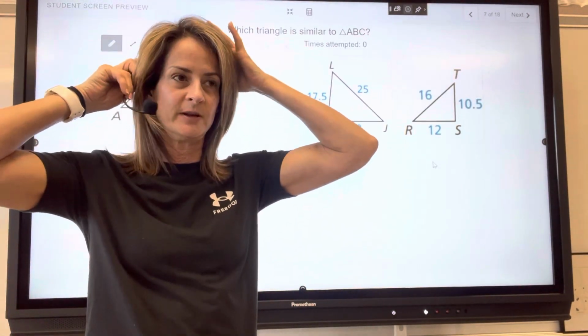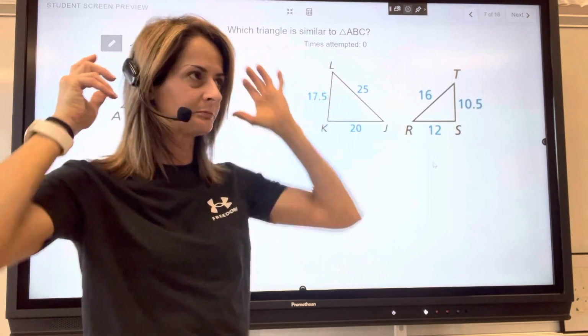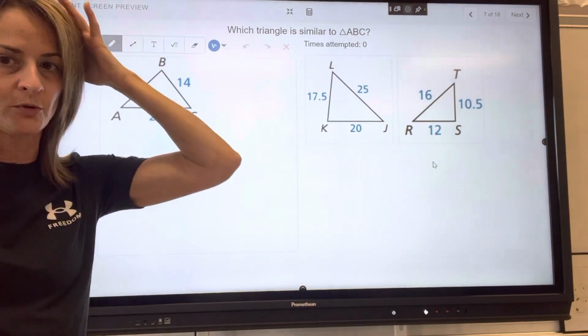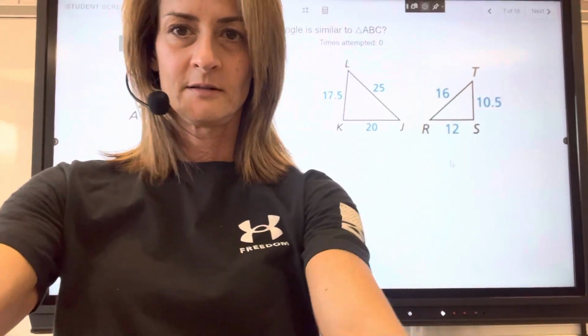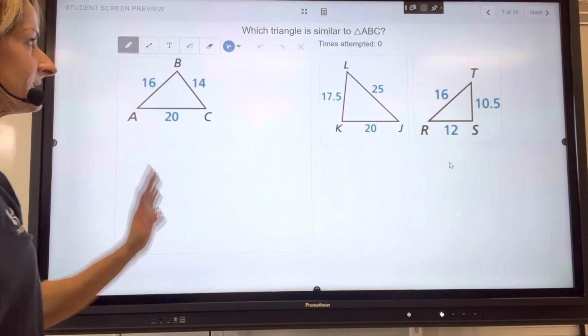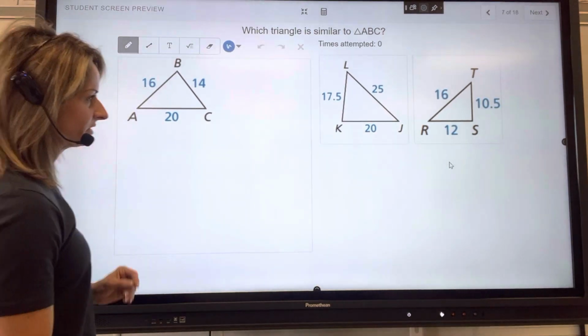Today we are going to be doing a similar triangle problem where we have to look at the sides and see if they're proportional. The question says, which triangle is similar to triangle ABC?